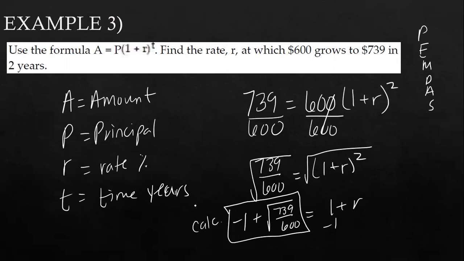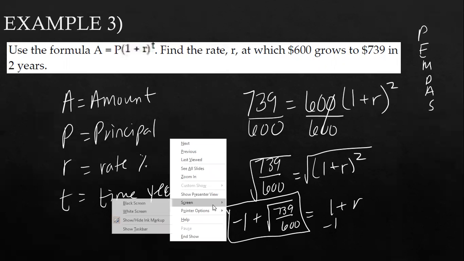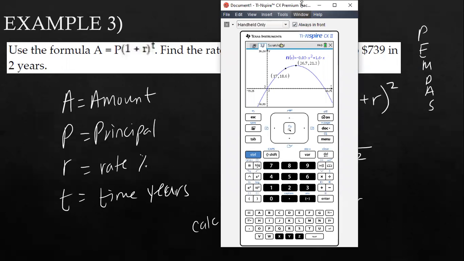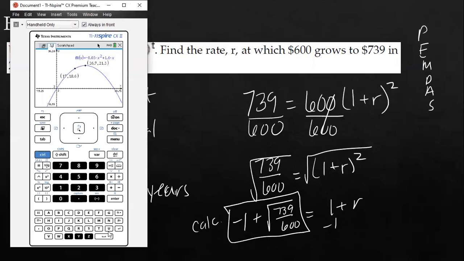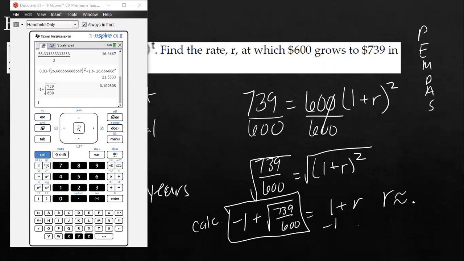So now I'm going to go to the calculator and put that in. So in my calculator, oh, I don't want it that big. I'm putting in -1 plus the square root of 739 divided by 600. Hit enter. Is it okay that that 9 rounds to a 1? So I'm going to say approximately R equals approximately 1100, which means R is approximately 11%.